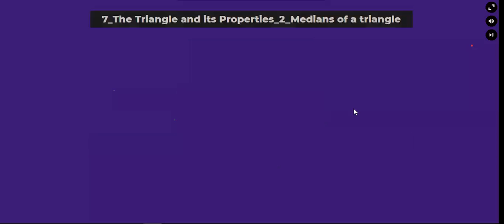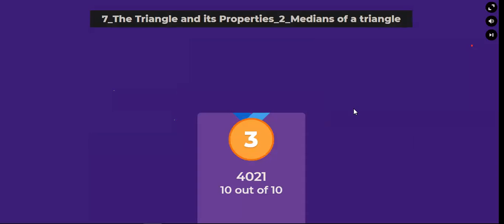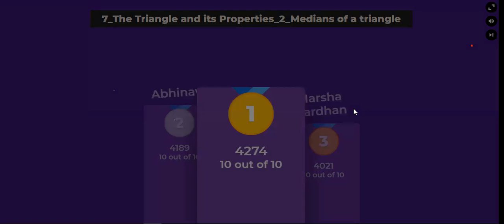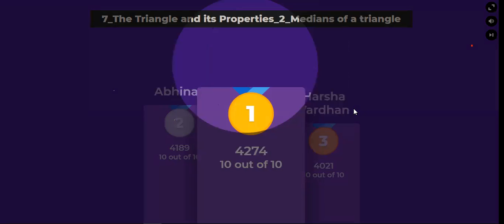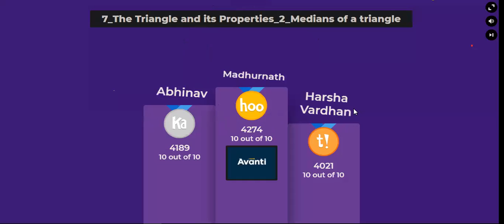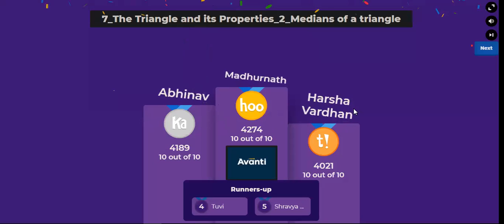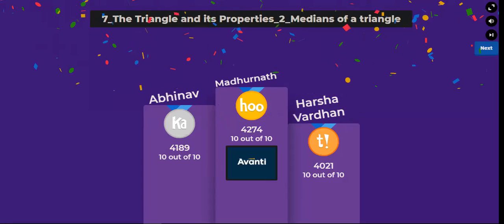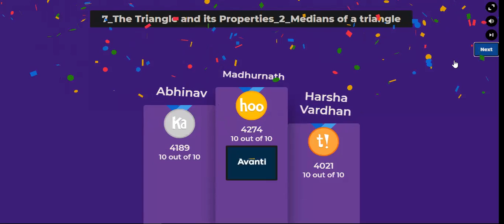Let's see the podium. Harsh, third position. Okay, very good, Harsh. Abhinav, second position. Okay, very good. First position. Let's see, Daksh. Is it Daksh? Madhur. Wow. Fourth Vishka, fifth Shavya. Very good, everyone. Very good. Right?